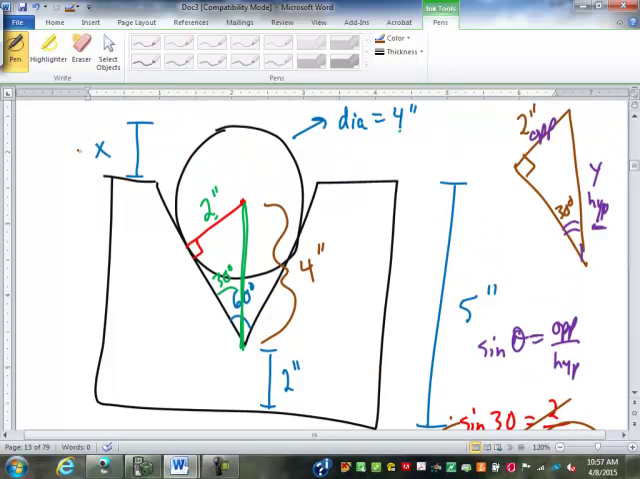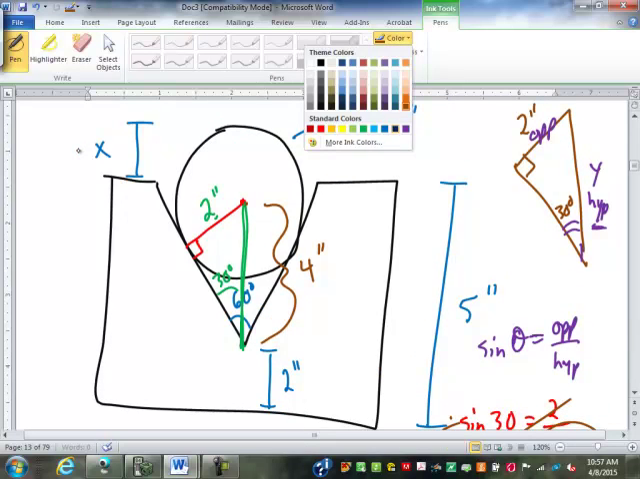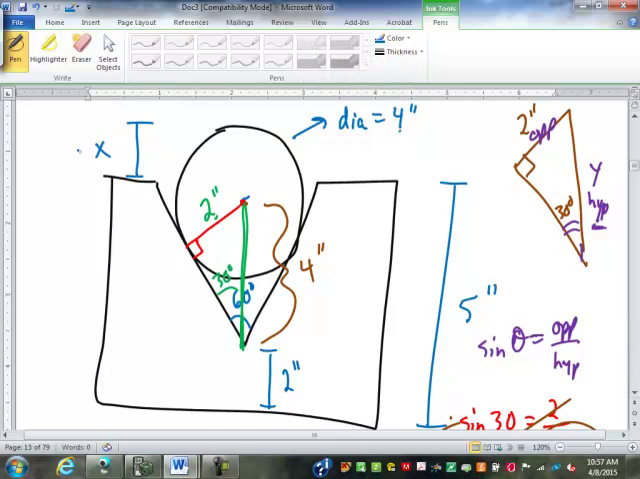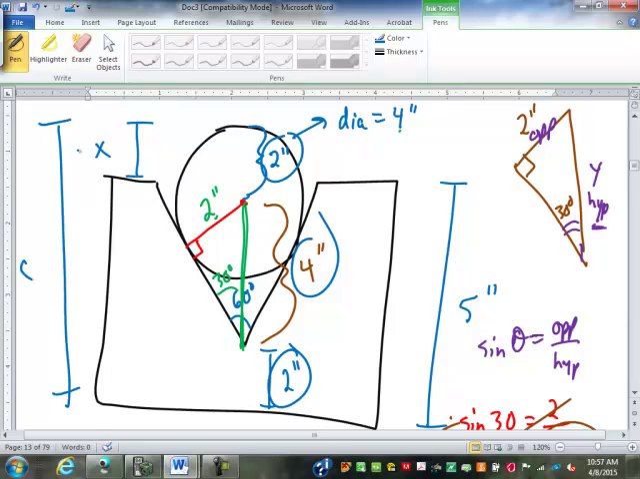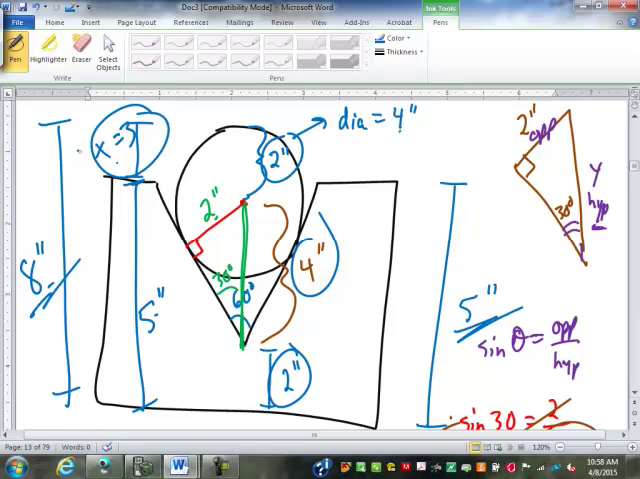So now here's what I have. I have 4 inches to the center of the ball. What's this distance from here to here? 2. It's just a radius. So I've got 2, 4, and 2, which adds up to a total of 8. 2 and 4 is 6, plus another 2 is 8. 5 is the distance from here to here, right? So 8 minus 5 makes 3. That's how far that must stick up above.